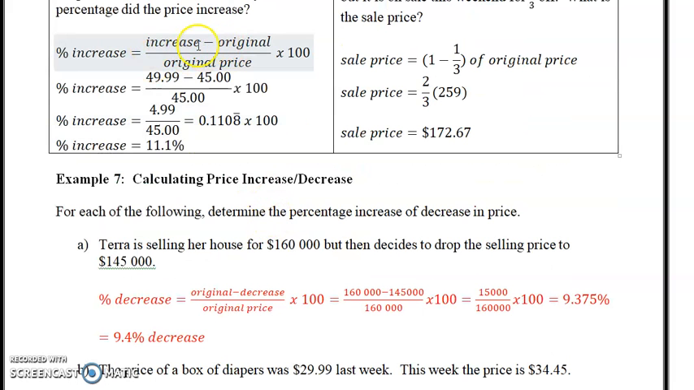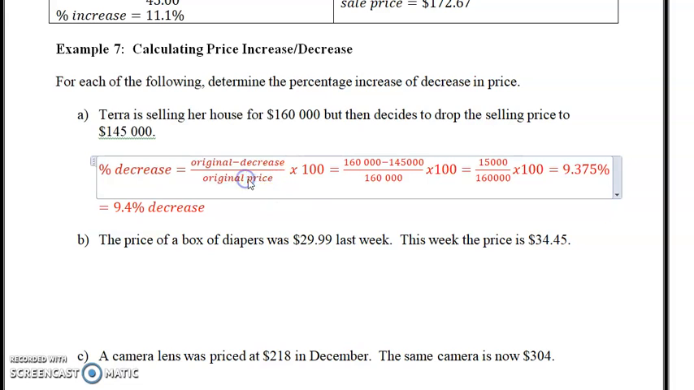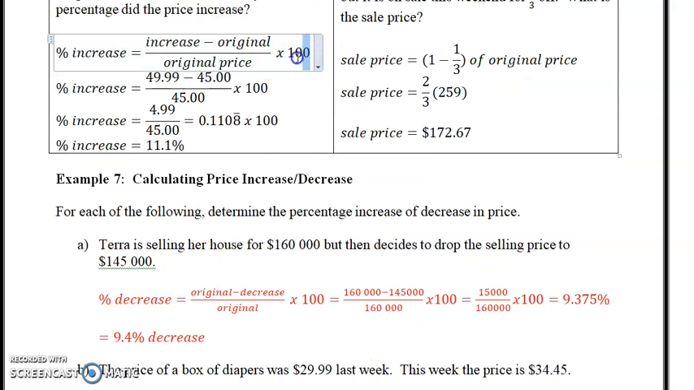If it's an increase, you take the increased price minus the original, and divide by the original. If it's a percent decrease, you take the original minus the decreased price, or the lower of the prices, and you divide by the original price again. Okay? It says the price of a box of diapers was $29.99 last week. This week the price is $34.45. So this means the price has increased, so we're going to use the increase formula this time.